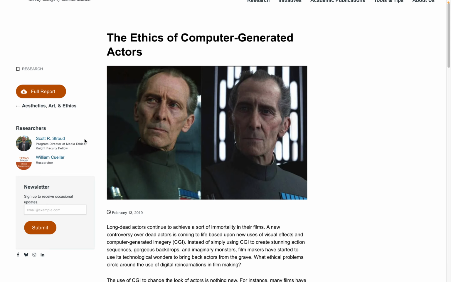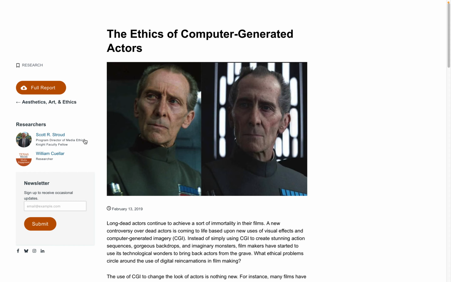And then finally, there's one on the ethics of computer-generated actors. And in particular here, we're looking at actors who have been dead a while, and maybe they're beloved characters, and people want to see those characters go on despite the death of the actors. So what do we think about the ethics of using their likeness after their death?